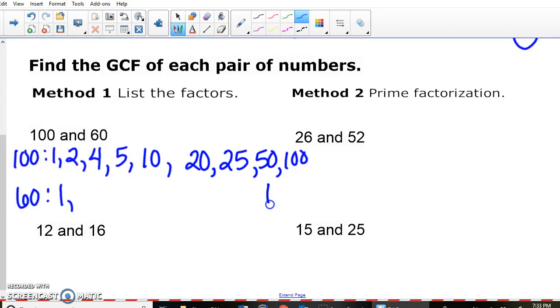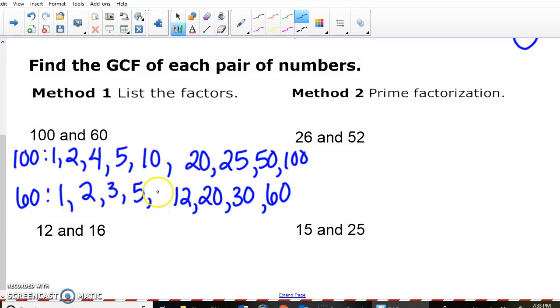So 60, I know 1 times 60 works. I know 2 times 30 works. 3 works with 20. 5 works with 12. And 10 and 6 works, so I'm going to squeeze those in. So 6 and 10.